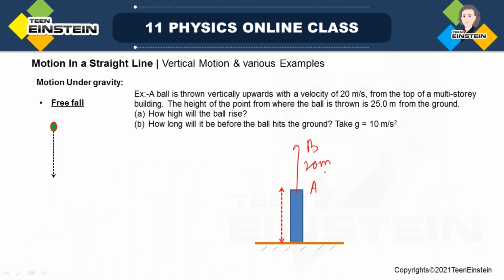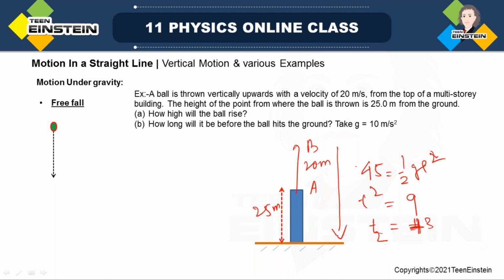So 45 meter is equal to, for the second part I was doing, this is B, this is A, so this is your 20 meter, this is 25 meter. So 45 meter is equal to half G T square. G is 10, so T square will be 9 and T will be plus or minus 3 seconds. We always take time as positive. So we get T2 equal to 3 seconds, which is the free fall time from B to C. And T1 takes 2 seconds to rise the maximum height up to B. If you add T1 and T2, you will get 5 seconds.